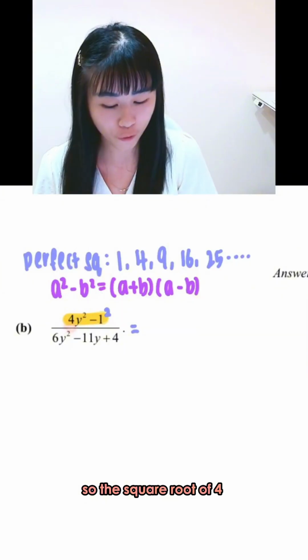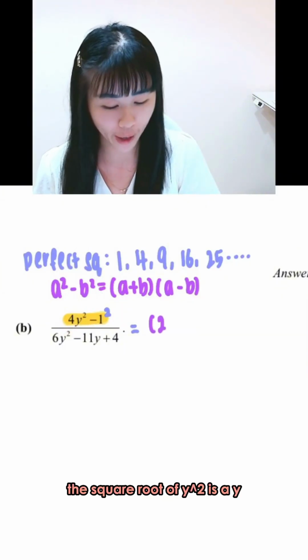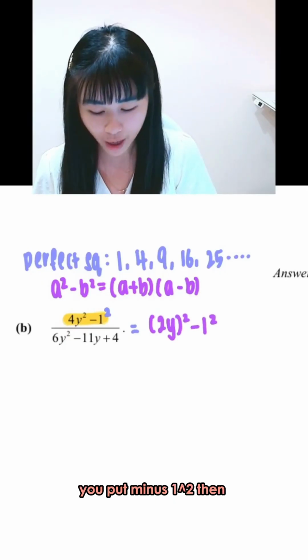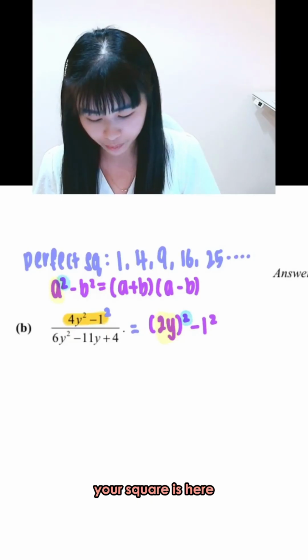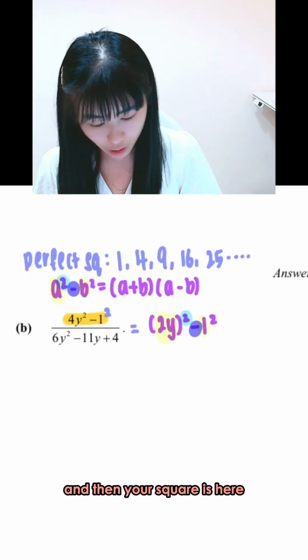So the square root of 4 is 2. The square root of y square is y. Then you put the square outside. You put minus 1 square. Then you can be able to tell, your a is 2y. Your square is here. Your minus is here. Your b is your 1. And then your square is here.